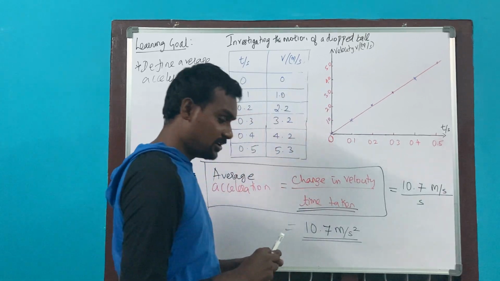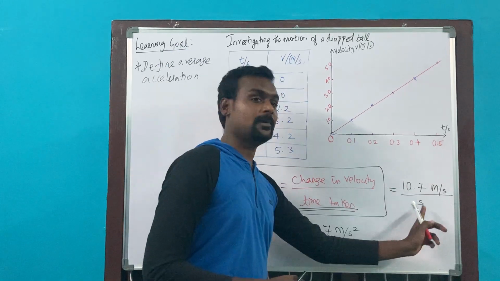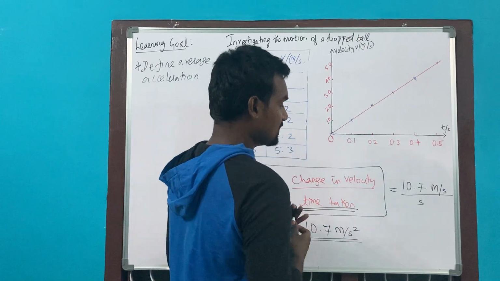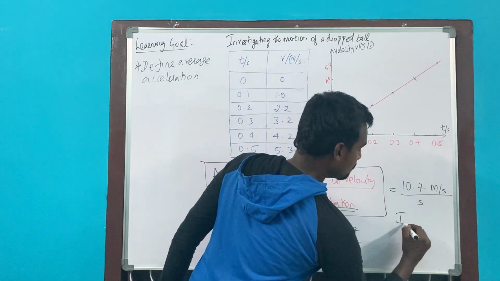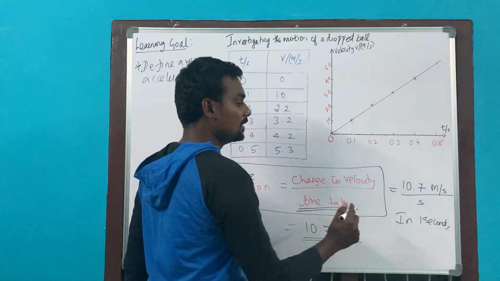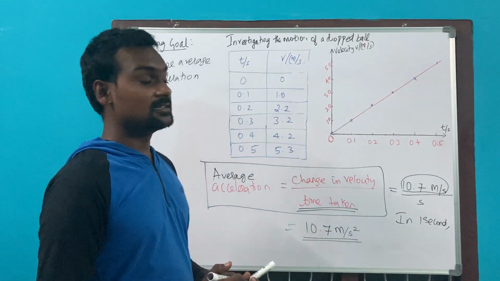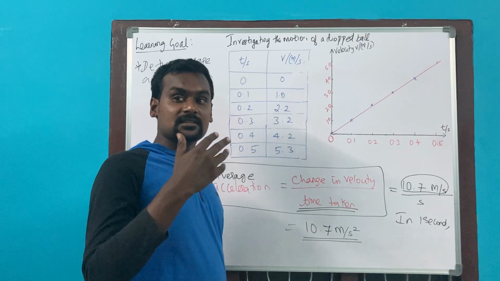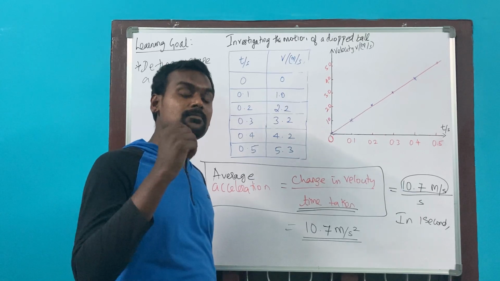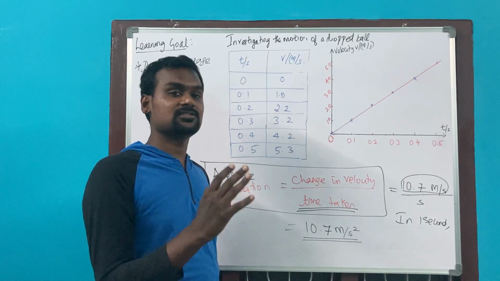Right, now it is time again to understand the meaning of this number. What does this mean? It means in 1 second, the velocity of the ball changes by 10.7 meter per second. In this case, it's actually increasing by 10.7 meter per second in 1 second. That is the meaning of this number, or rather that is the meaning behind acceleration.